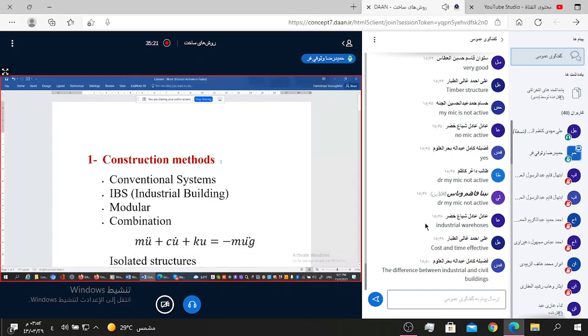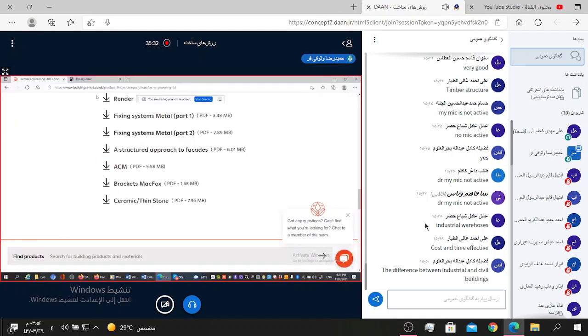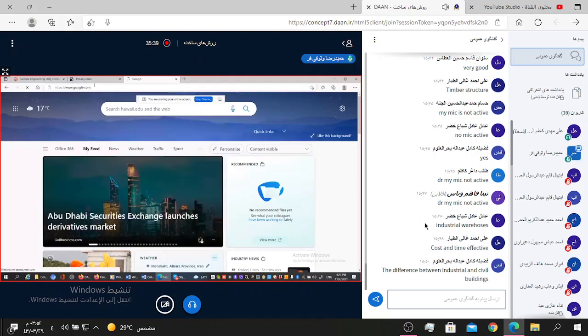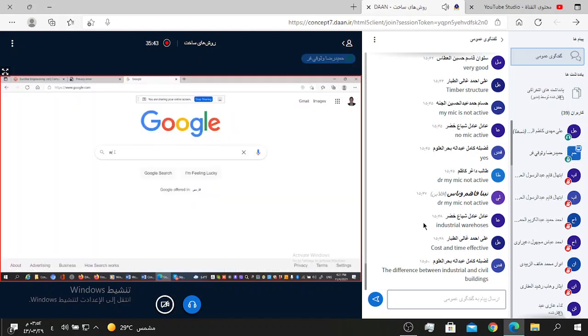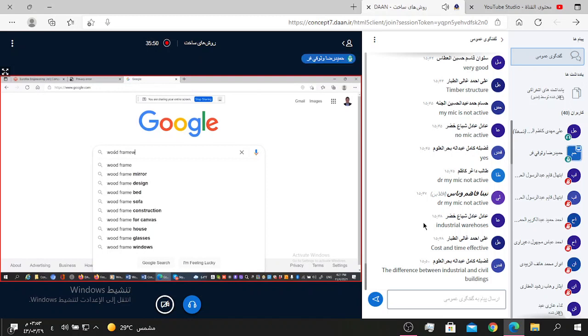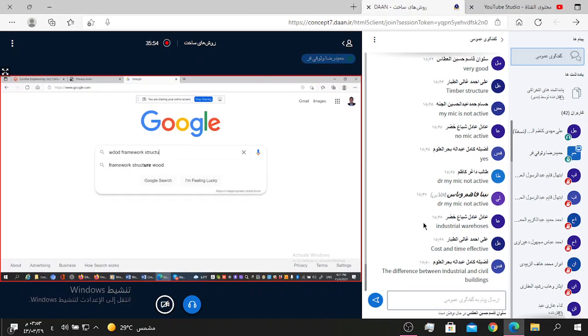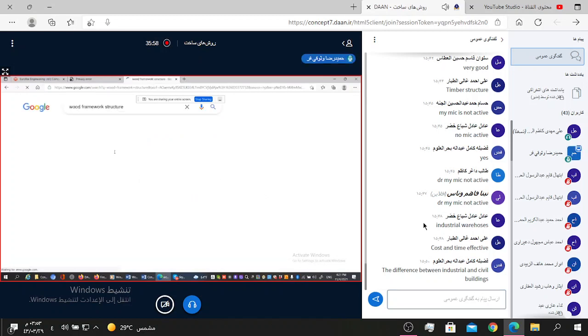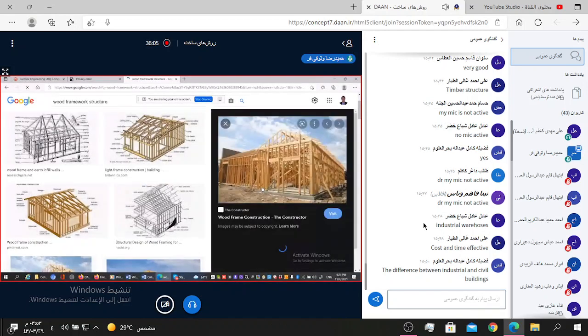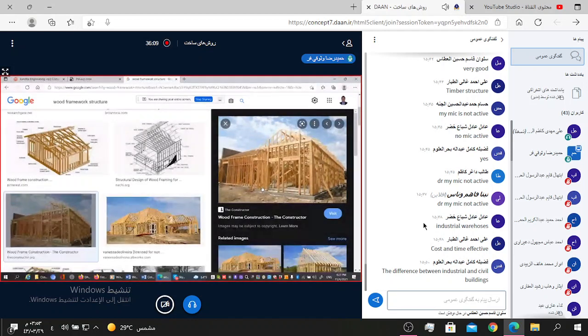Many construction methods were proposed or presented, such as, let me show you in Google, for example, wood framework structure. You can see the wood framework structure here as a lightweight steel structure. Lightweight steel structure decreases the impact of the earthquake and the impact of extra wave. Wood frame construction.